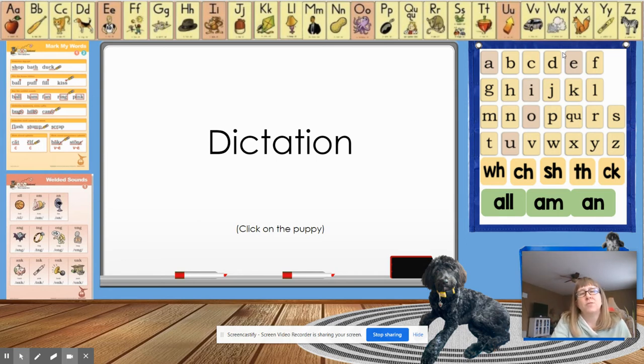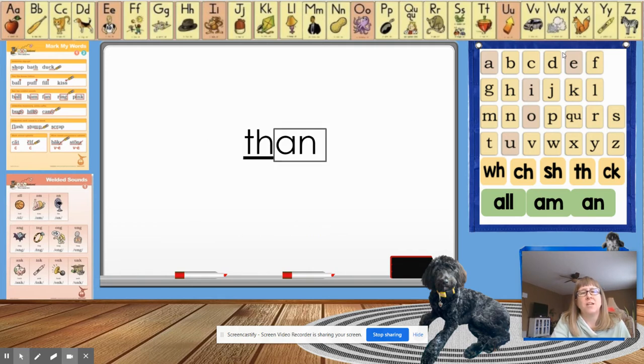Okay, who knows how to spell than? Raise your hand. That's right, than is spelled T-H-A-N. Hopefully you remembered to mark it. If not, mark it now. Underline the digraph and box the glued sound.